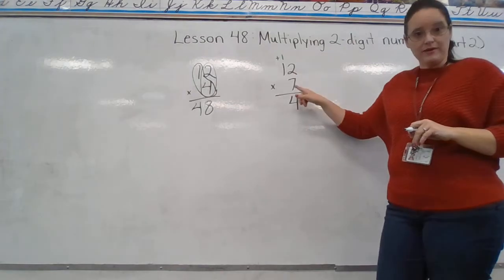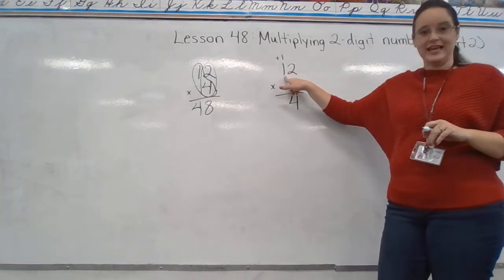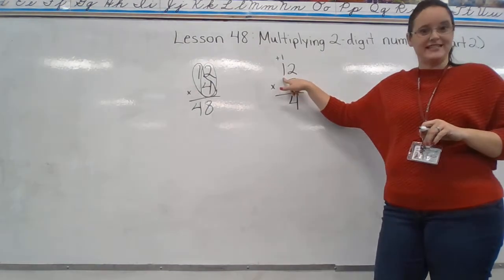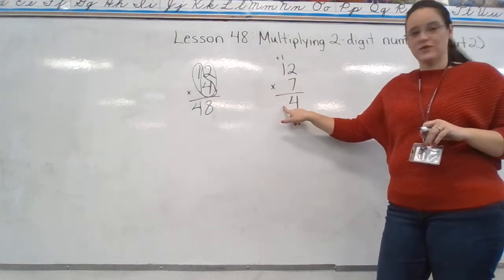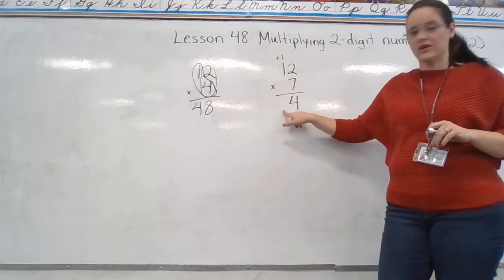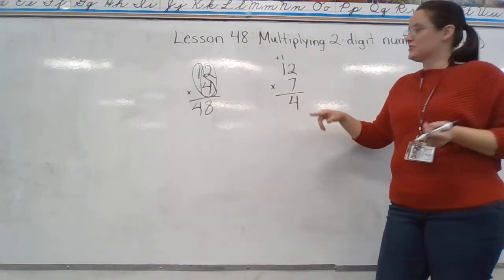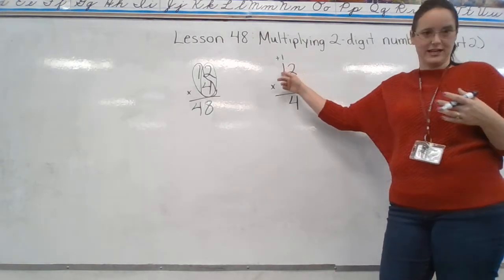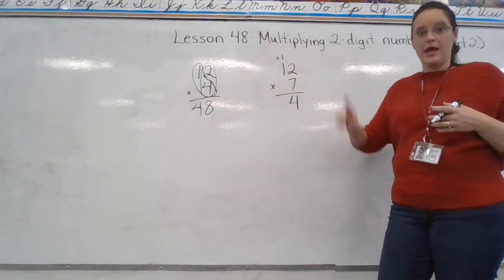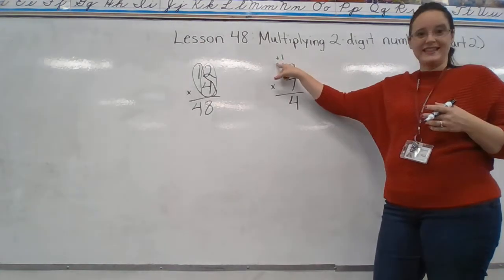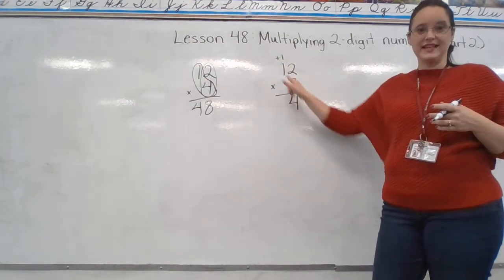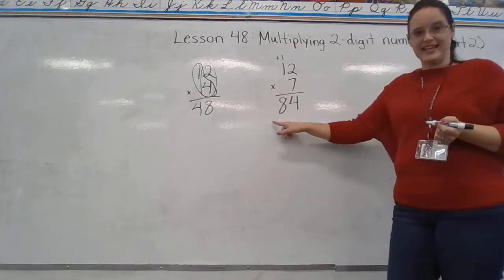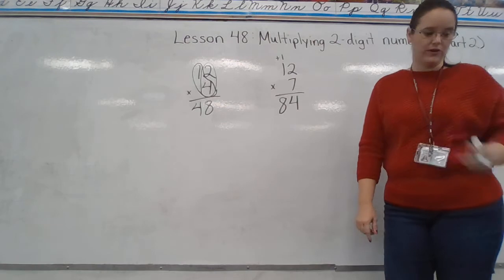Okay, now I'm going to multiply the 7 times this 1. I get 7 tens. I only have to write a 7 down here because it's already in the tens place. So I don't really even think 7 times 10. I think 7 times 1 gives me 7, plus I already had this 1 ten, so 7 tens plus 1 ten gives me 8 tens for an answer of 84.